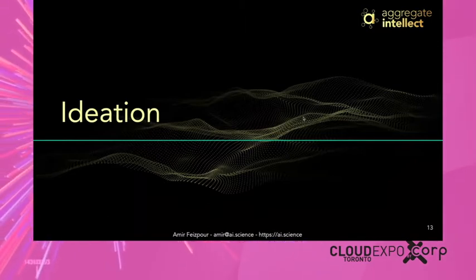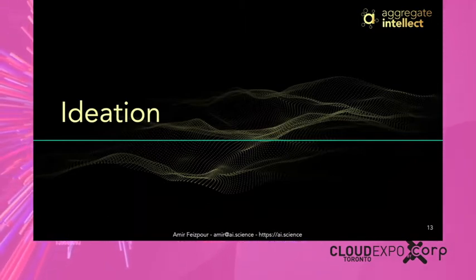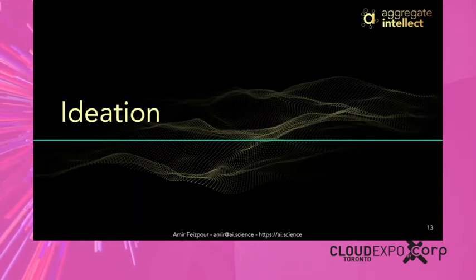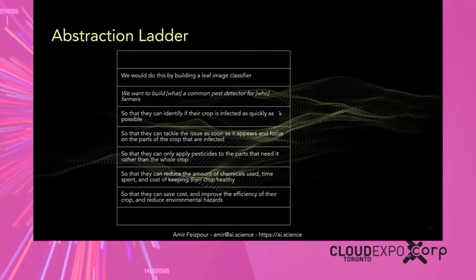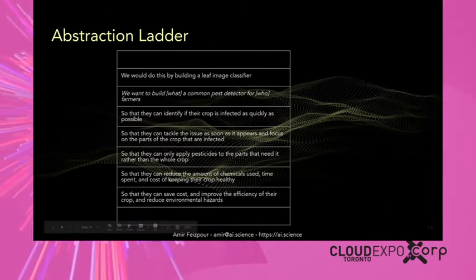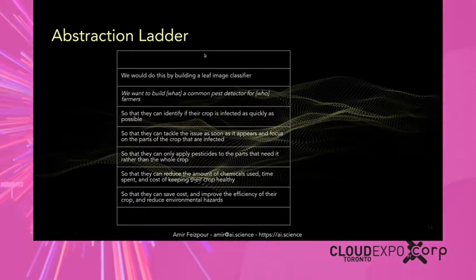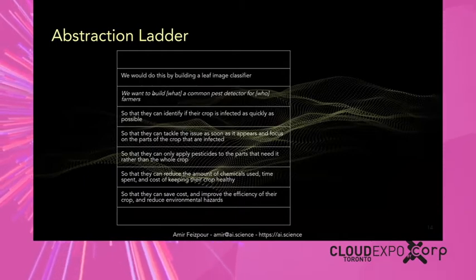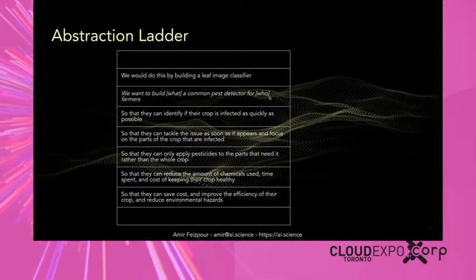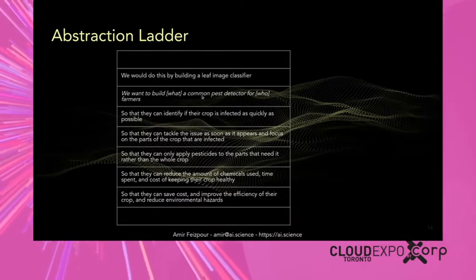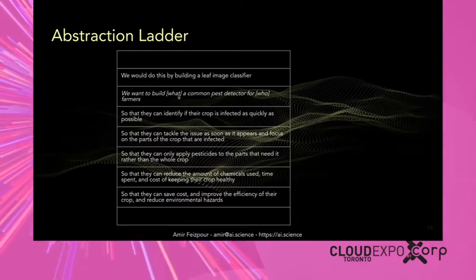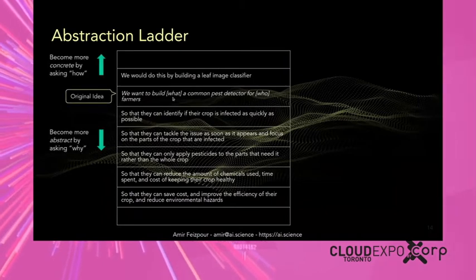As we discussed before, the very first thing that you have to do is to generate as many ideas as you can. And I told you that the so what exercise that we did is called Abstraction Ladder. So I'm showing the same example here. I want to build a common pest detector for farmers. This is sort of the initial idea that I had.